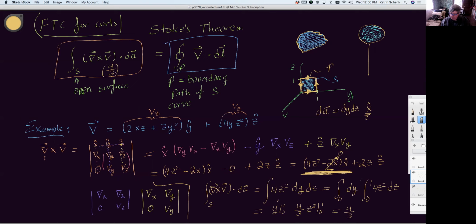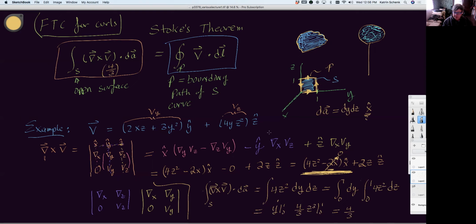Now we're going to do the other integral, the v dot dl around that curve. It's kind of a pain because it's got several pieces, but you know how to do path integrals. So what I'm going to do is erase this because I want to keep this stuff up here and get rid of this stuff down here.